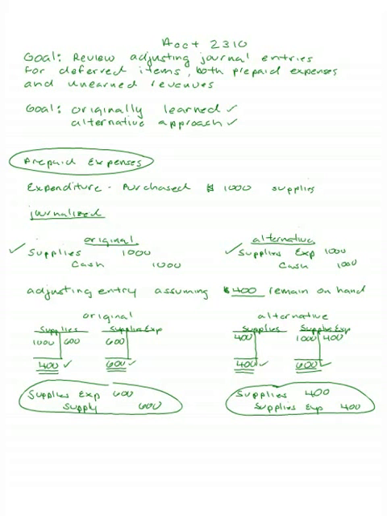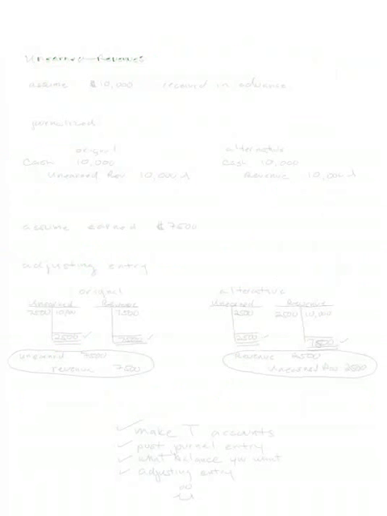Let's turn the page and go to unearned revenues. In my unearned revenues example, I'm going to assume I have received $10,000 in advance for services I have yet to perform. So this was received in advance of performing any services.